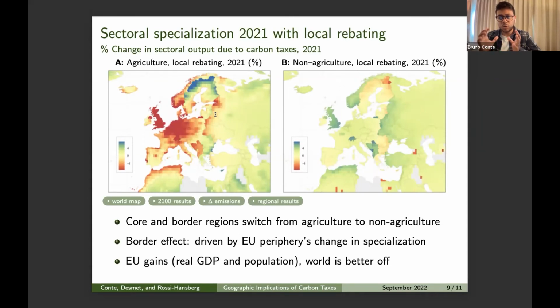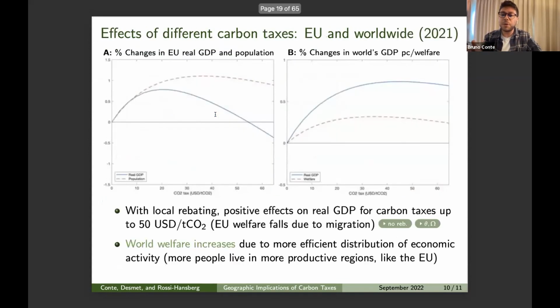And so in a nutshell, what is showing is precisely this: the European Union is gaining comparative advantage in non-agriculture, and quantitatively, compared to the other scenario in which the European Union was worse off in terms of real GDP, population, and other outcomes, we see here that now the European Union becomes better off. And these are the two graphs that summarize the main message of the paper. And with that, I will conclude very quickly.